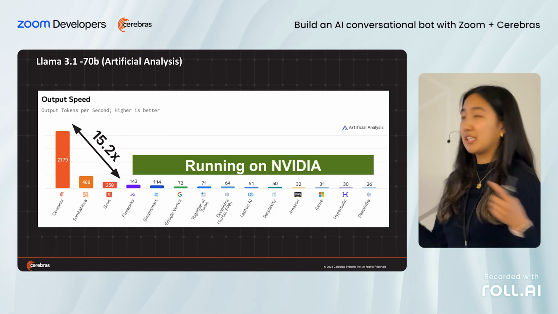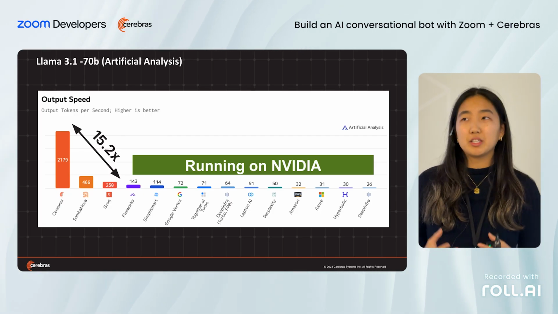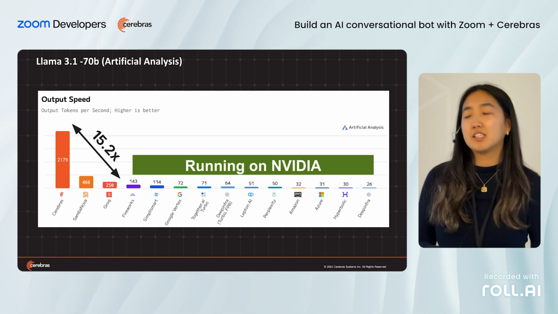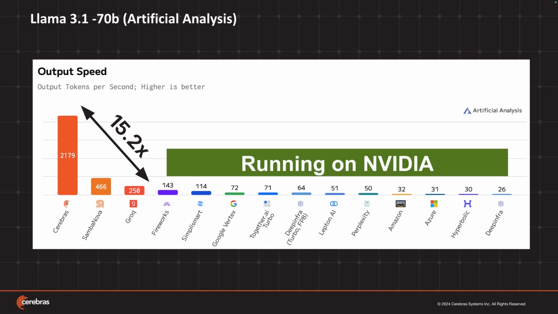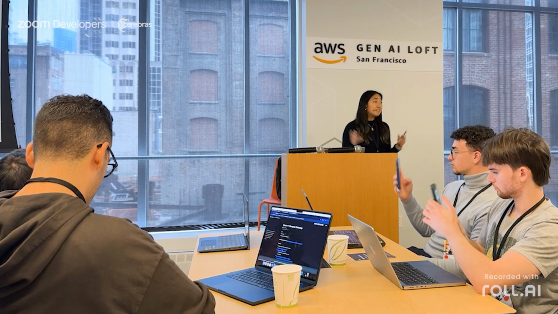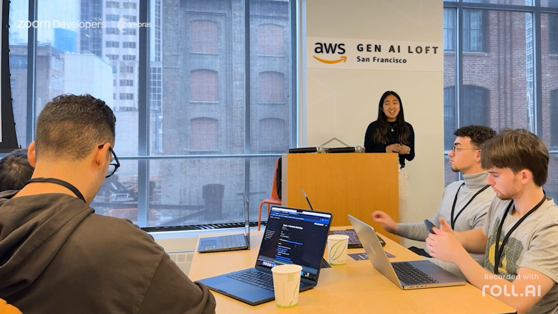The picture on the left is a picture of our wafer. It's about the size of a dinner plate. And as I mentioned, we are basically building a chip for AI. So really optimizing for speed and cost. If you see here, running inference on Cerebras, this is Llama 3.1 70B, is 15 times faster than anything you can do with any provider with NVIDIA. So we're significantly faster than NVIDIA.